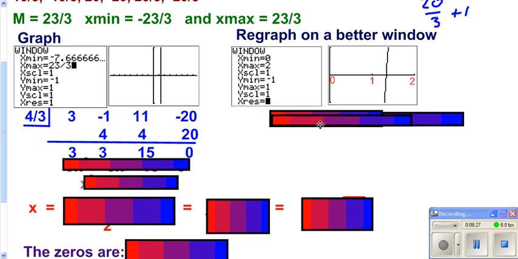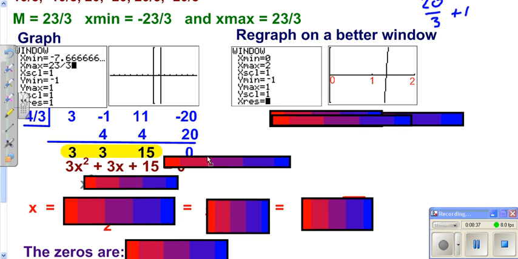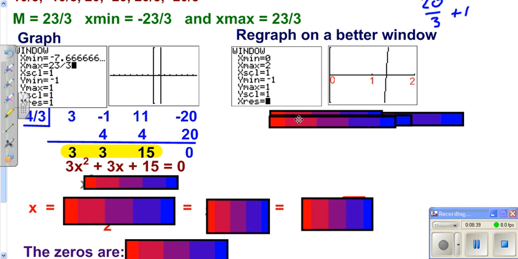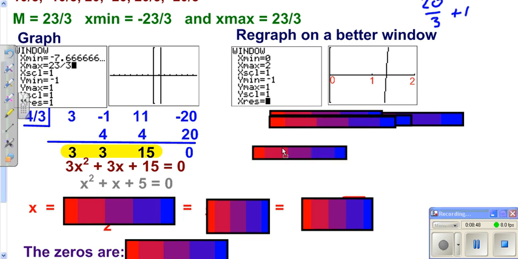And indeed, it does work. Now, once again, we only ended up with 3 terms. That means what we have is a quadratic. So it's going to be 3x squared plus 3x plus 15. To make it easier to work with, let's just go ahead and divide everything by 3. Divide both sides by 3, and we get this. So now all we have to do is solve that.